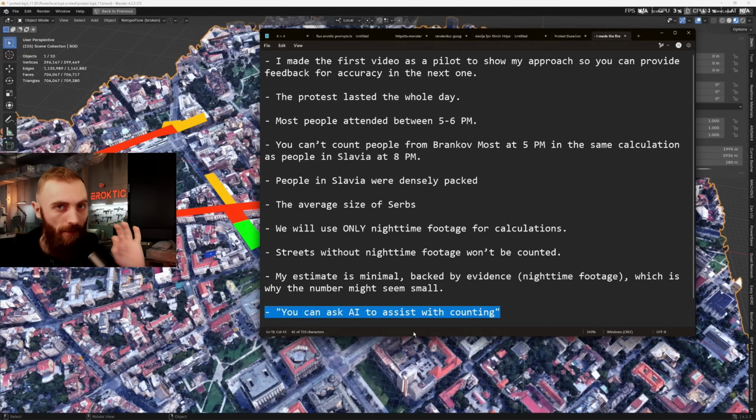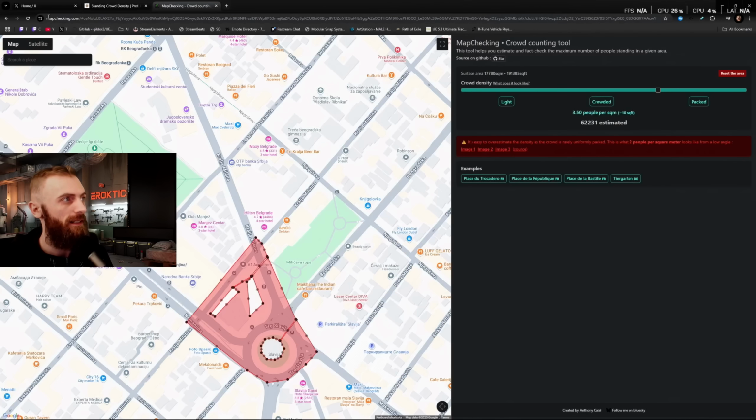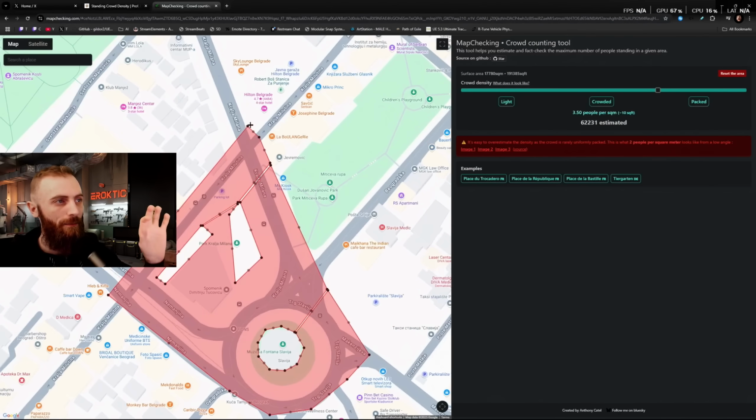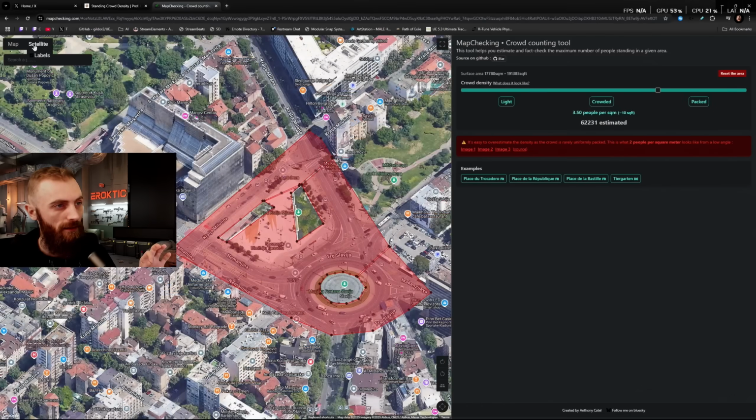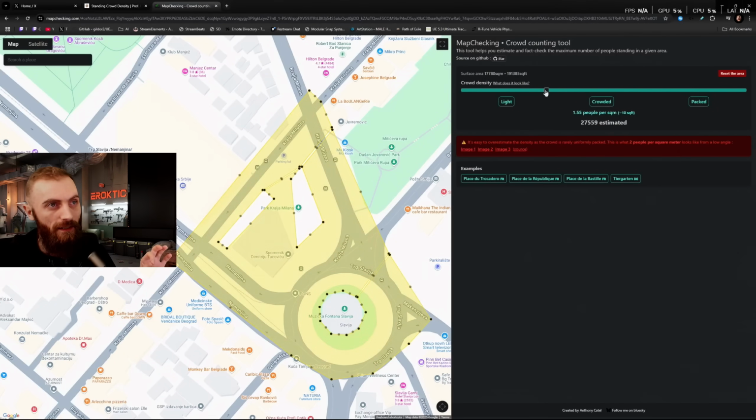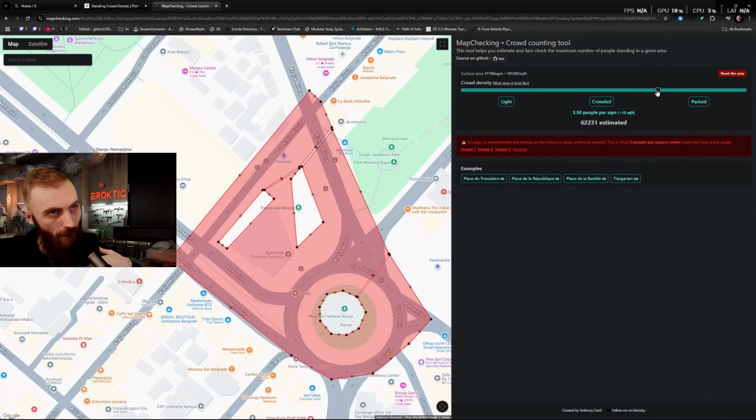Although there is a website that is extremely powerful that I simply have to show you. The website is mapchecking.com. I will be linking this in the description down below. Extremely cool stuff. I added the same surface from the last video that I was counting. You have a map and satellite here, and here you have a slider of people per square meter. My assumption is 3.5, maybe 4.